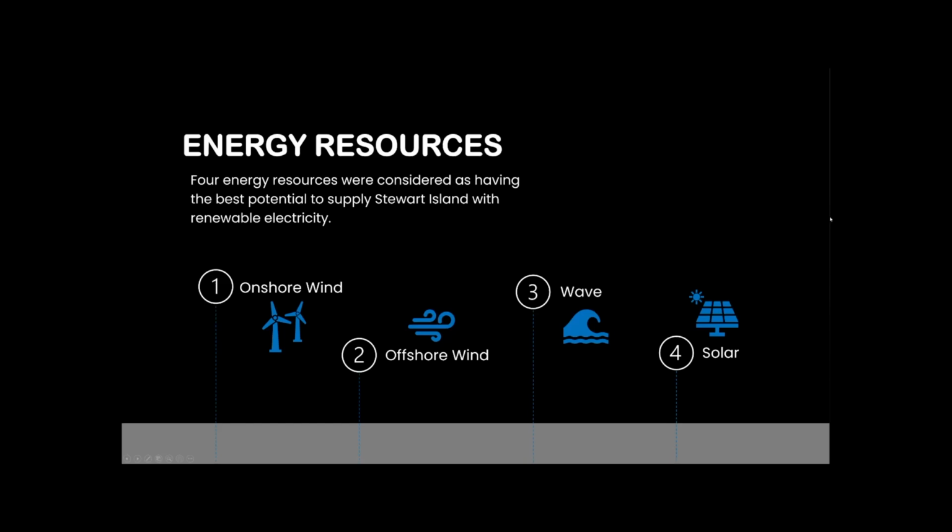Four energy resources had the best potential to supply Stewart Island with renewable electricity: onshore wind, offshore wind, wave, and solar. Offshore wind and wave resources showed significant locational variation. As such, a site selection was needed.